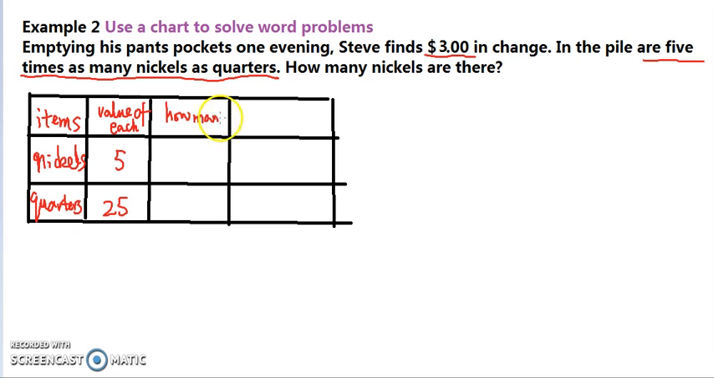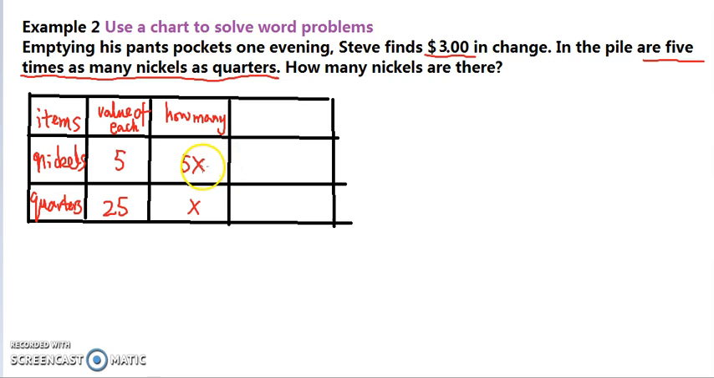How many? Because neither of them is given in the problem, we're going to use variables, and as we know, we can only use one variable. That will depend on the sentence underlined here: there are 5 times as many nickels as quarters. Which means nickels are 5 times quarters. So the number of nickels is 5 times x, where x is the number of quarters.